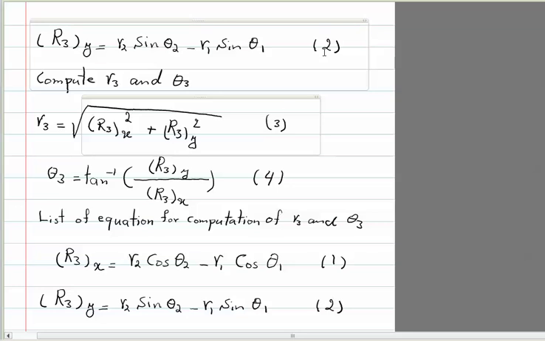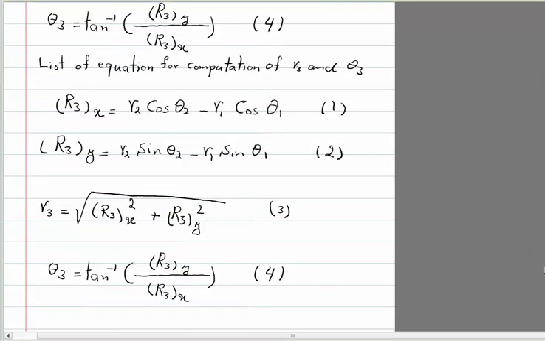Since the right-hand side of equation 1 and equation 2 are known, what I can do is compute their values, and then I can compute the length of vector R3 based on their x and y component. That's described by equation 3, and I can compute the angle of the vector R3, and that is equation number 4.